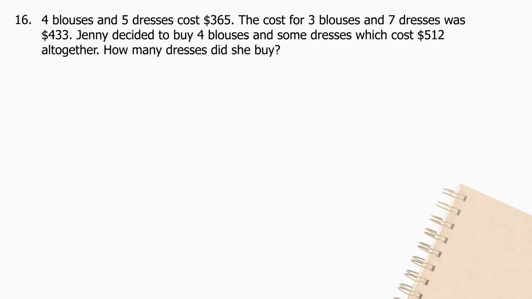Question 16. 4 blouses and 5 dresses cost $365. The cost for 3 blouses and 7 dresses was $433. Jenny decided to buy 4 blouses and some dresses which cost $512 altogether. How many dresses did she buy?